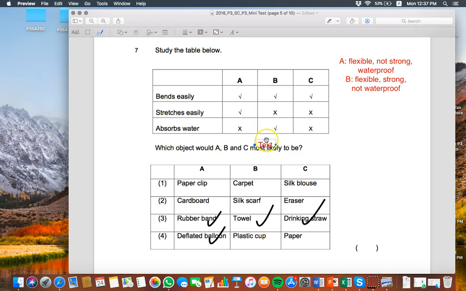This question requires you to look at the properties and match them to the correct object. So the answer is 3. Is that clear? Okay, shall we move on?